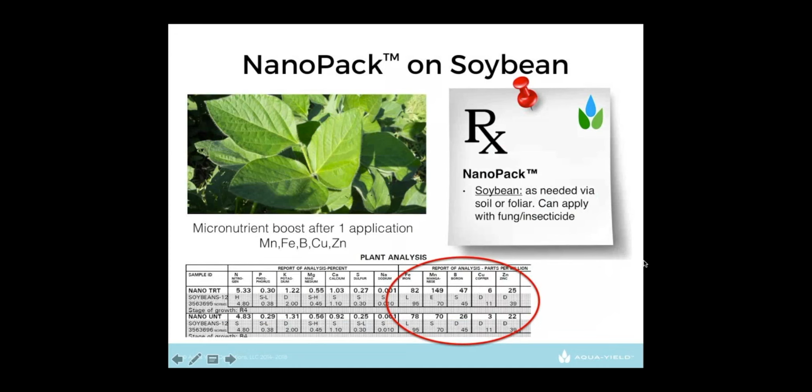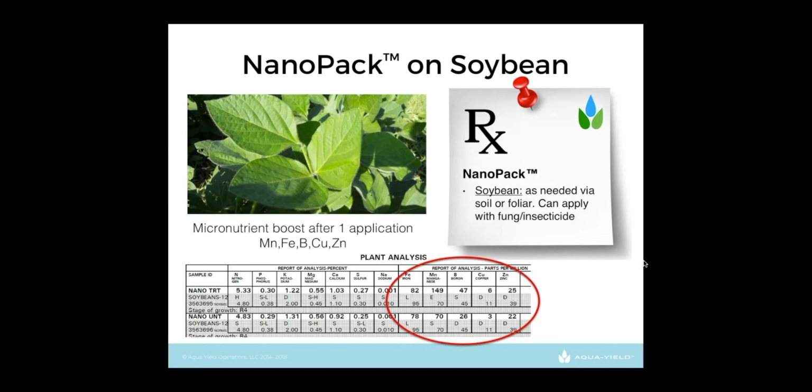Okay, for soybean, this is an example up in Wisconsin, I believe. Minnesota, Dakotas. Dakotas, yeah. This is a tissue test taken after one application of NanoPack on soybean.